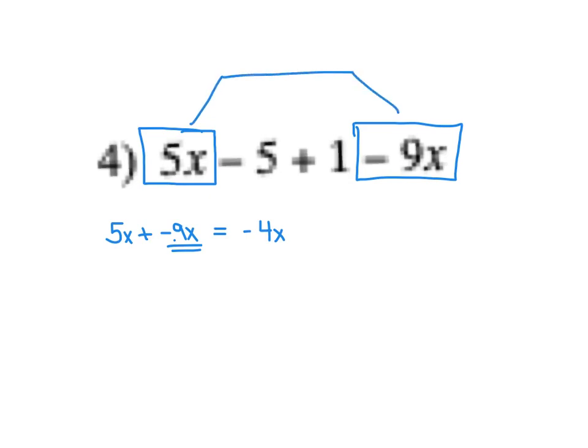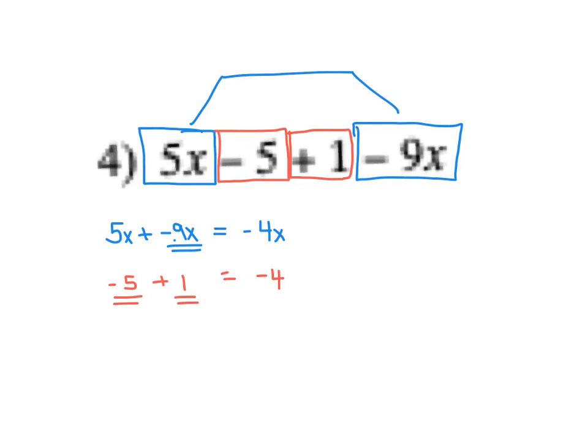Now I also have two constants. A constant is a number without a variable. So I've got negative 5 and a positive 1. Negative 5 plus 1 is negative 4. So think of this as you start off with $5 of debt. You pay back $1, but you still owe $4.